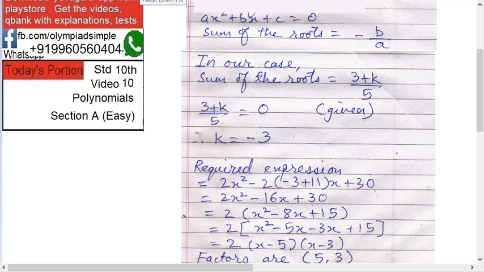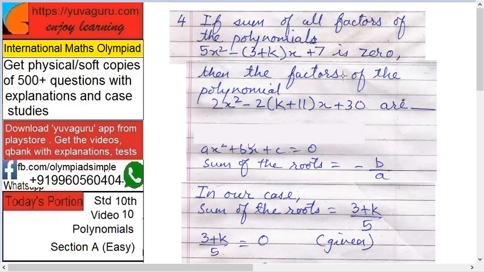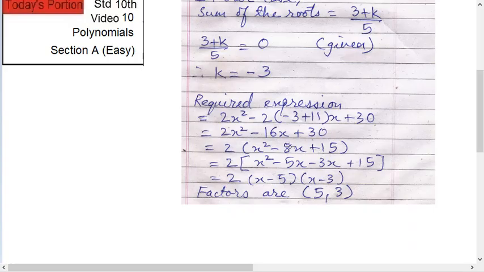Then what are we required to do? We require the factors, not the sum of the factors or the product of the factors. So find the factors of x² − 8x + 15. 5 threes are 15, minus 5 minus 3, right? Minus into minus is plus, and for 15 it becomes −5 −3, which is −8.